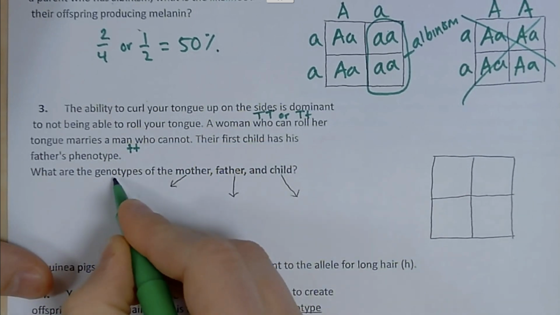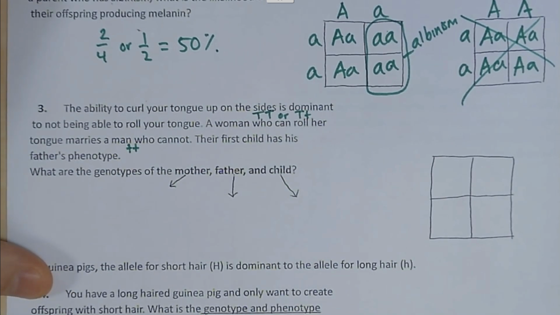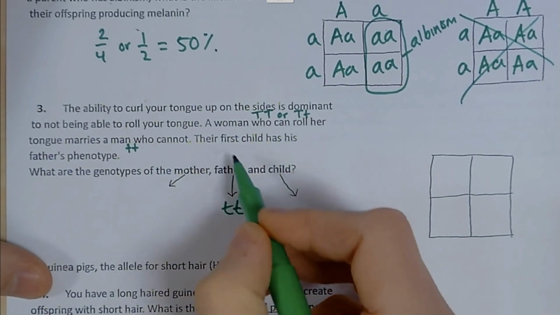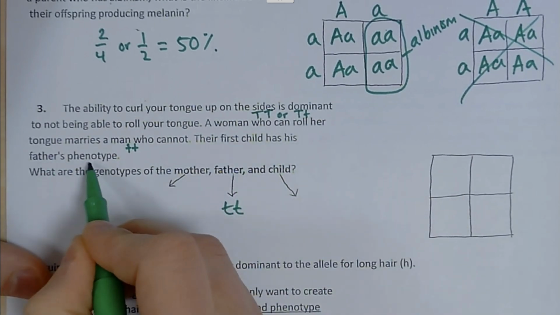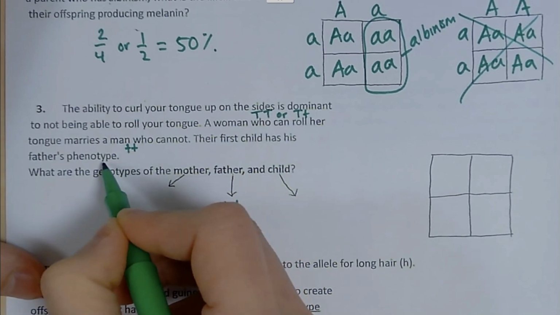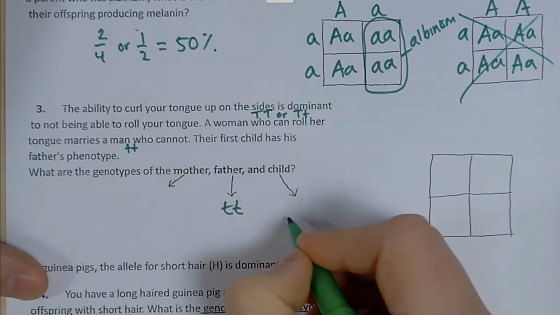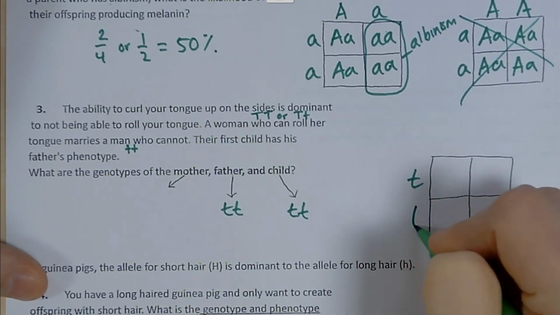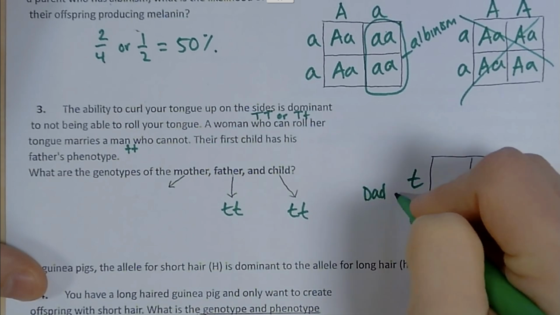And it's asking for genotype. Genotype is our genetics. So father has got to be little t. And the first child has the father's phenotype. So phenotype meaning the father cannot roll their tongue. So the only way that you can show not rolling your tongue is to have lowercase t. So we know that this is dad.